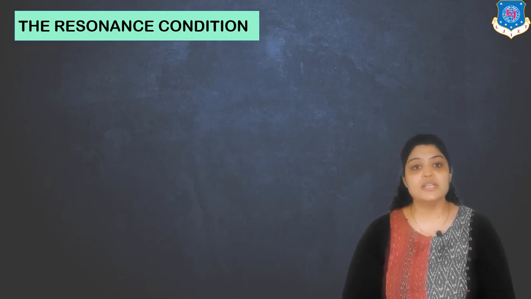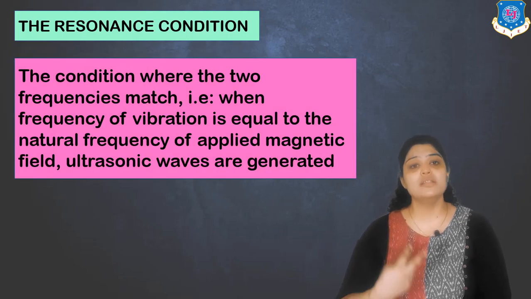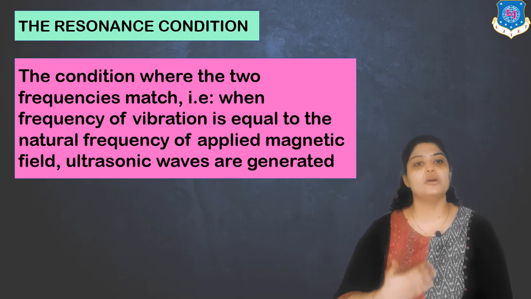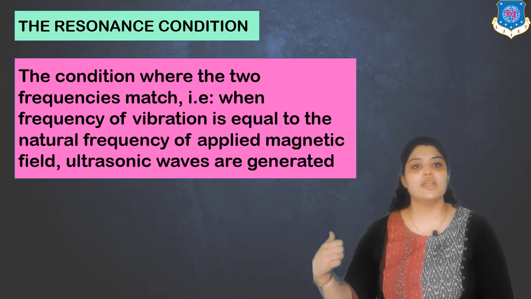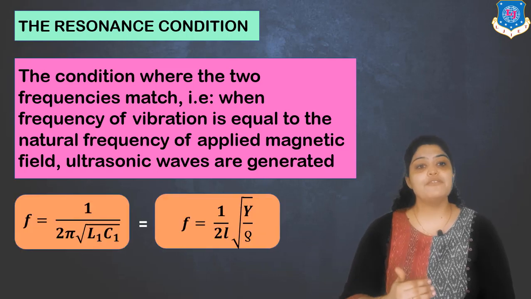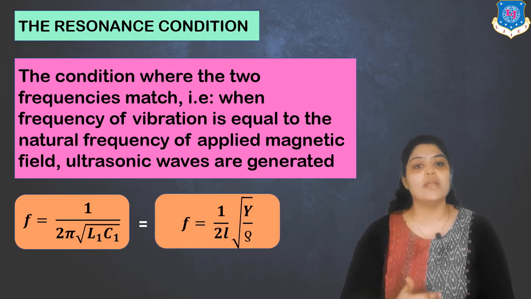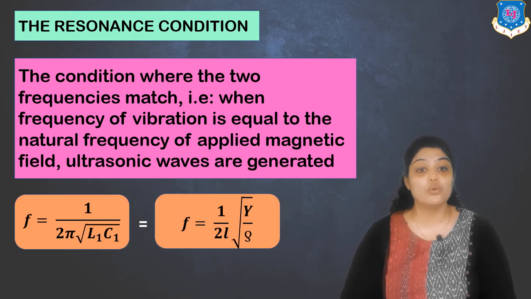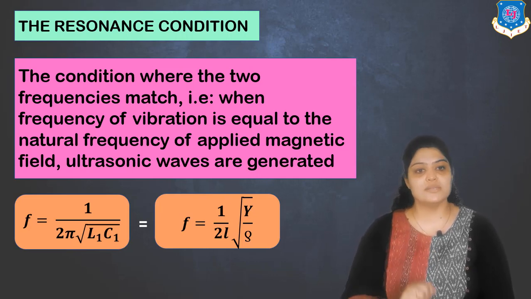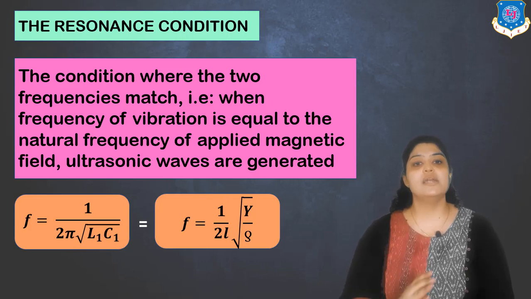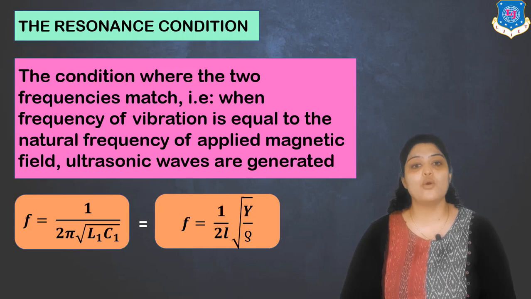And what will be the condition at this resonance? The condition where the two frequencies match. Which are the two frequencies we are talking about? When the frequency of vibration is equal to the natural frequency of the applied field, we say that ultrasonic waves are generated. So F equals 1 upon 2 pi under root L1 C1 should be equal to 1 upon 2L under root of Y by rho. When these two frequencies match, that is when resonance takes place. At that time, ultrasonic waves are generated from the end of the rod.